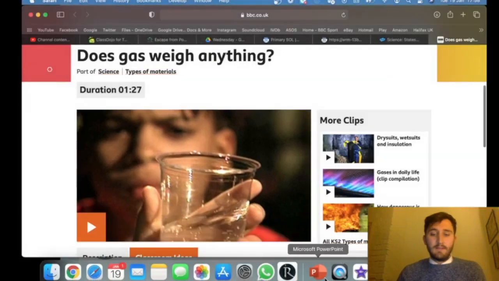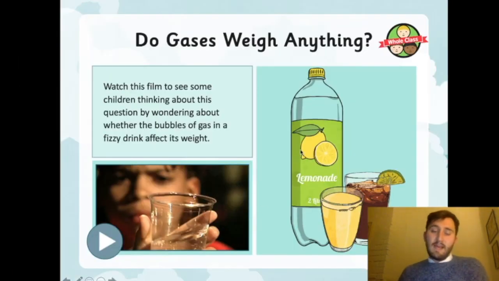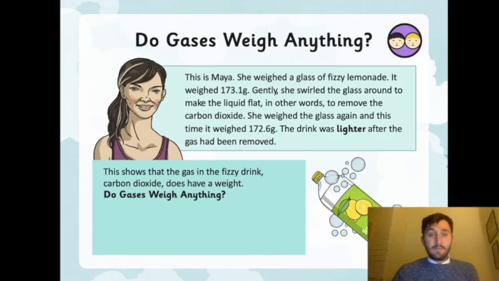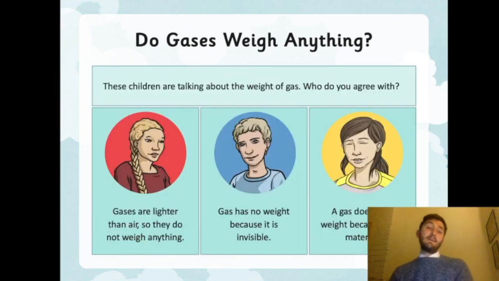Right, let's go back to our PowerPoint. So, do gases weigh anything? Well, in that video, we just found out that gases do actually weigh something, because it is a material, isn't it? So let's find out. So if I go back to this, the red, gases are lighter than air, so they do not weigh anything. Well, I actually think that is false, because we just found out that carbon dioxide is actually heavier. So if we filled a balloon up with carbon dioxide, it would fall to the floor, wouldn't it? Compared to helium, which we found out actually is lighter than air. So some gases are lighter than air, but not all.